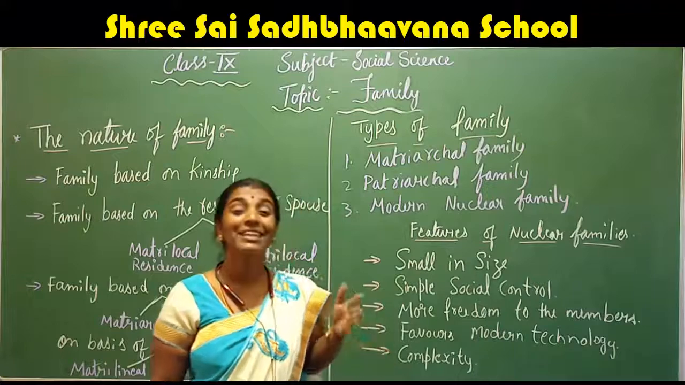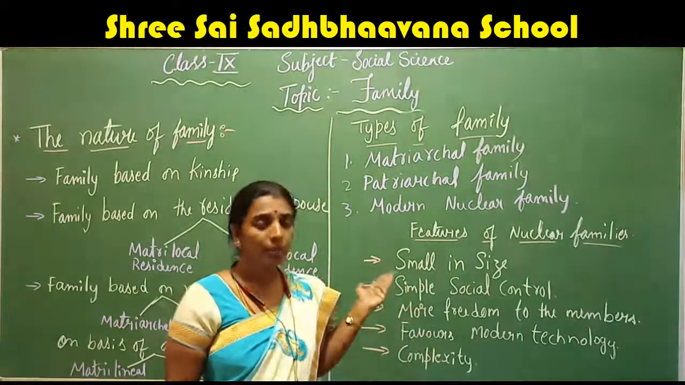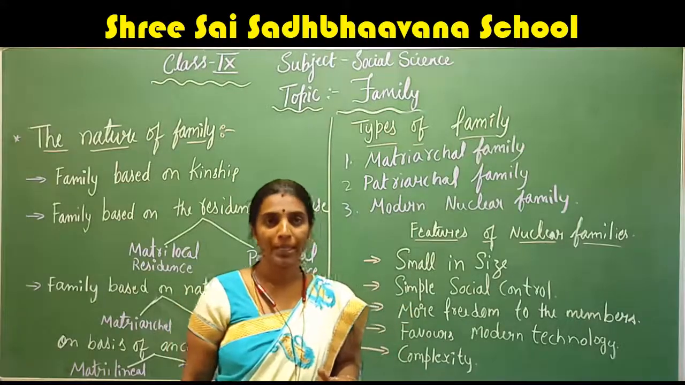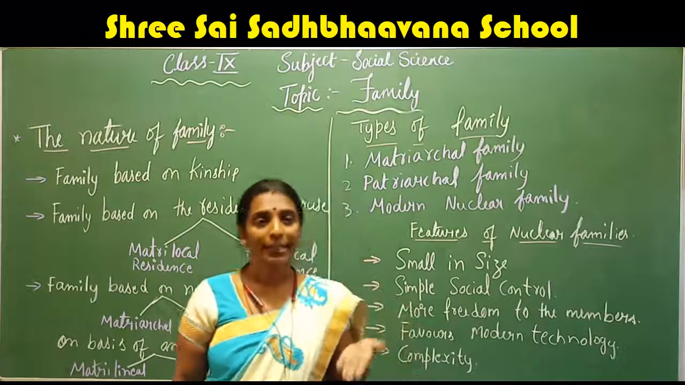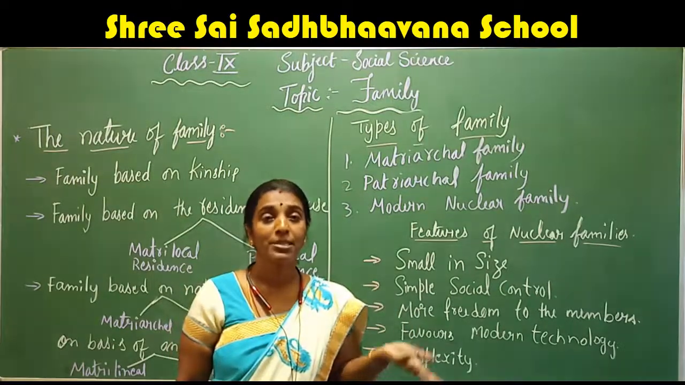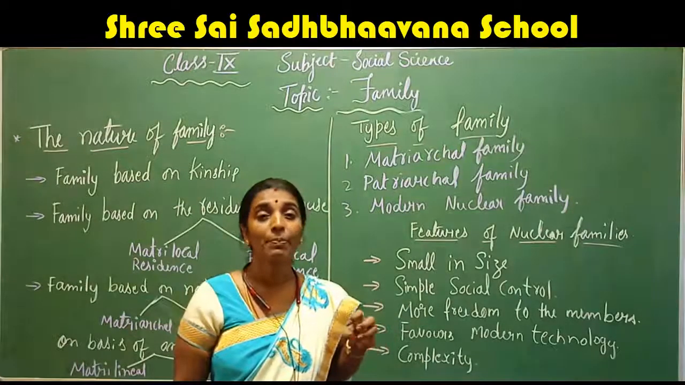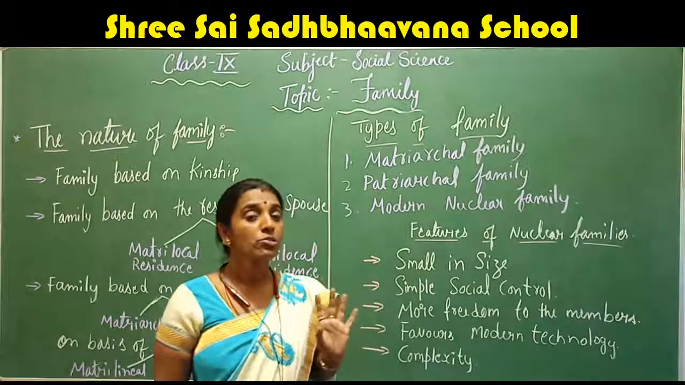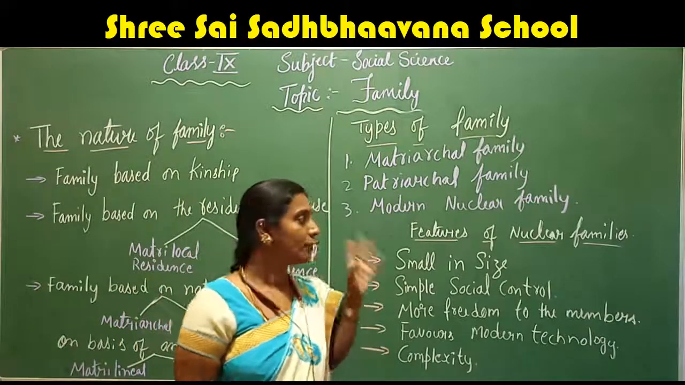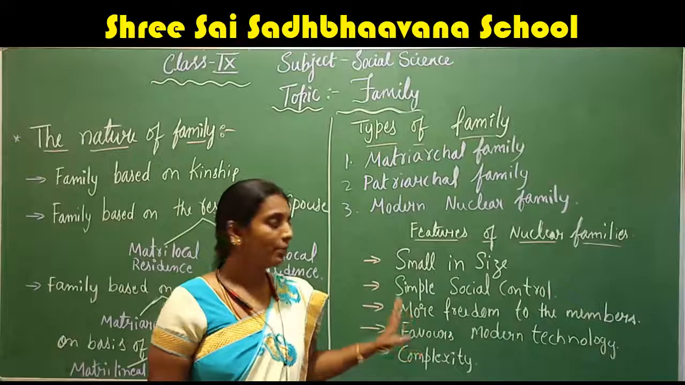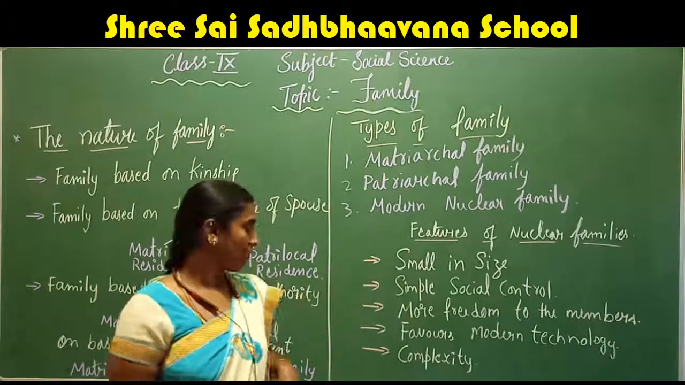Also the generations will not be more. Maybe the grandparents will not be there, and if it is a joint family, you can see the other family members such as uncles and aunts will be there, and the persons will have control on each other. Because of that, they may lack a little freedom when you compare to a nuclear family. Nuclear family members will have more freedom when you compare to the joint family or extended family.